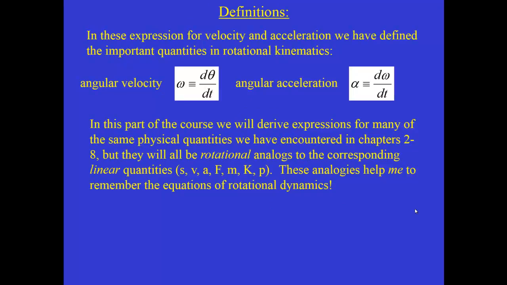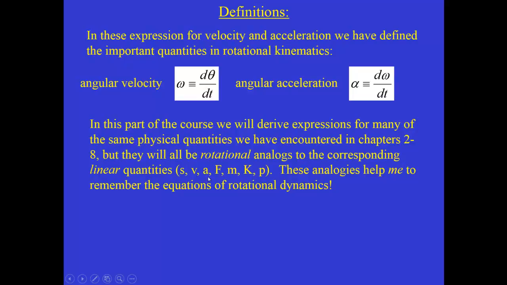And here, this just makes very clear the identification that I mentioned a few minutes ago. We will call this quantity omega, which is d theta dt, the angular velocity. And we will call alpha, which is d omega dt, the angular acceleration. So what we will see in this part of the course is we will derive expressions for many of the same one-dimensional physical quantities that we've encountered in the course so far, but these will all be rotational versions of those same linear quantities. So we've already done this for linear position, velocity, and acceleration, and very shortly we'll be doing the same kind of thing.